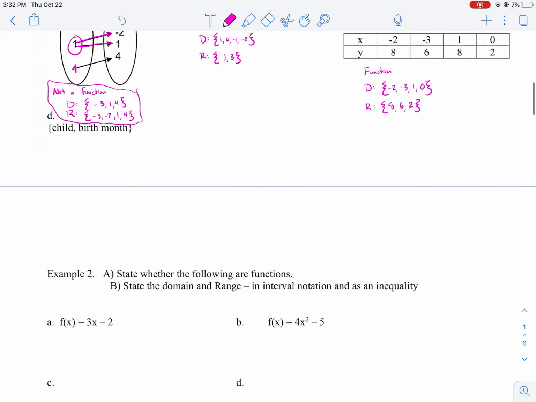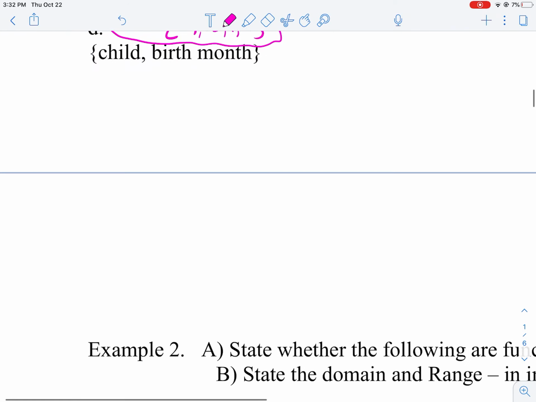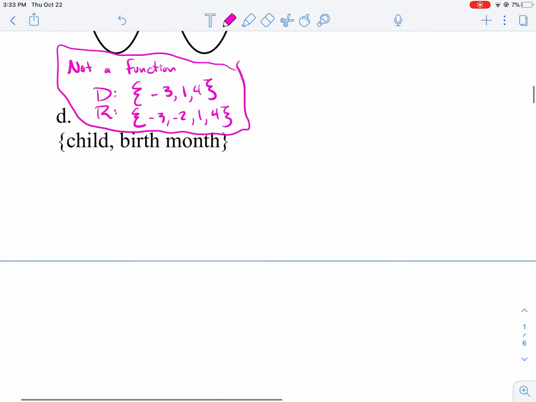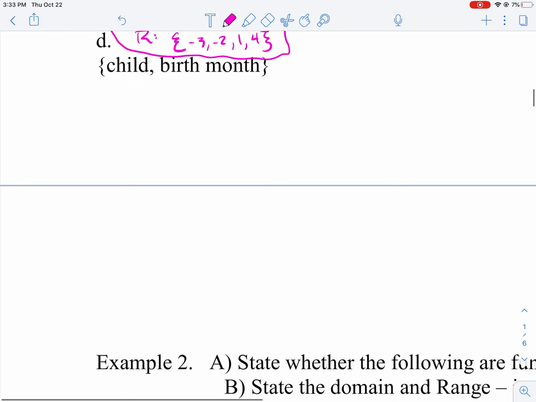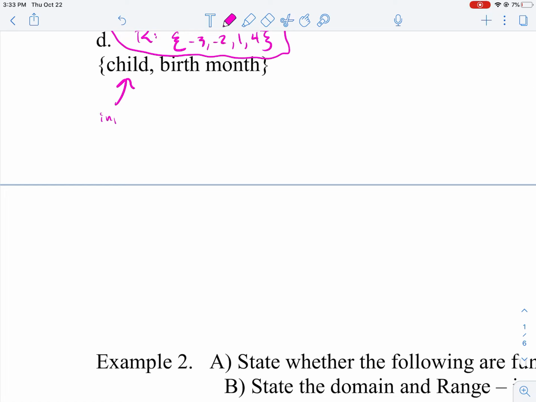Okay, let's go check out letter D. Letter D looks a little funky, right? So we're talking about child and birth. All right, so our input is that guy, and our output is birth month. Okay, so let's think about this. So I was born in April. So therefore, I'm only born in April. Right? It wouldn't make sense to be born in April and in January. Right? You can't be born twice.